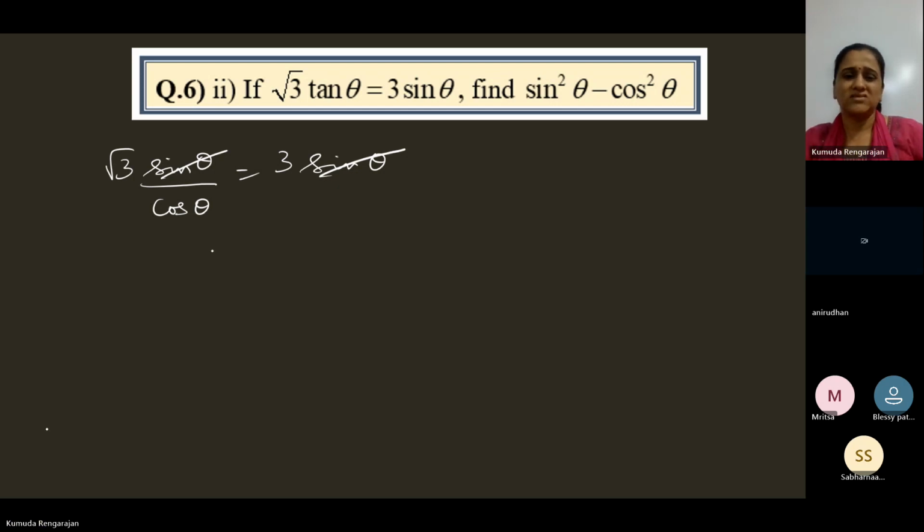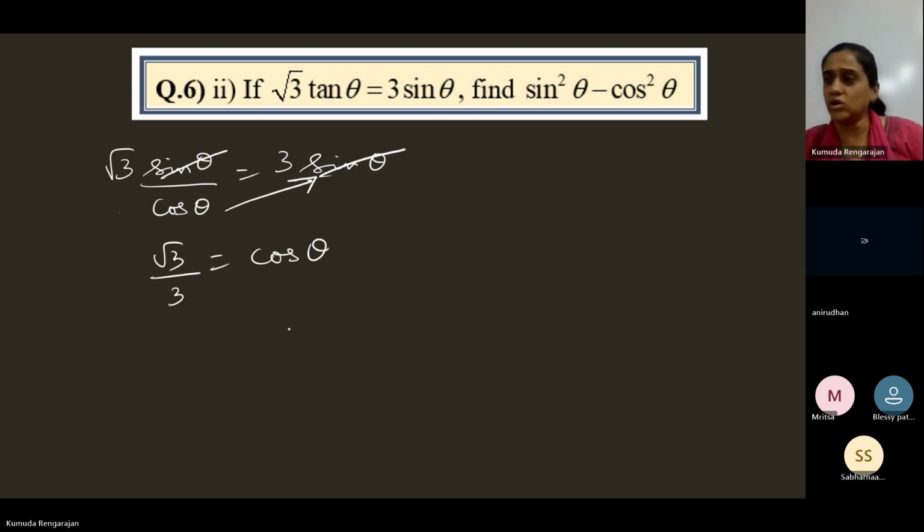Correct? See, this is how you can work it. Now if you cross multiply, what happens? Root 3 by 3 is equal to cos theta, right? Cross multiply. Bring this 3 for division. So root 3 by 3 is equal to cos theta. And you know 3 is made up of 2 root 3's, no? So you will get 1 here and root 3 here. So cos theta is equal to 1 by root 3.